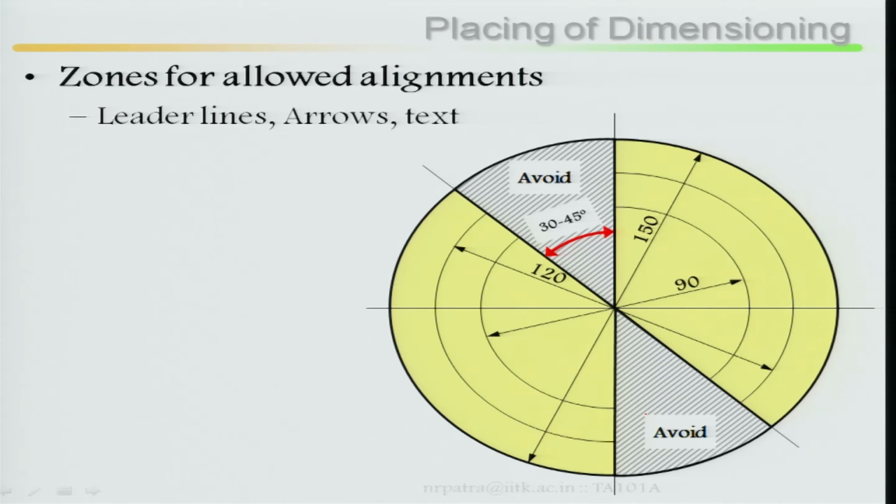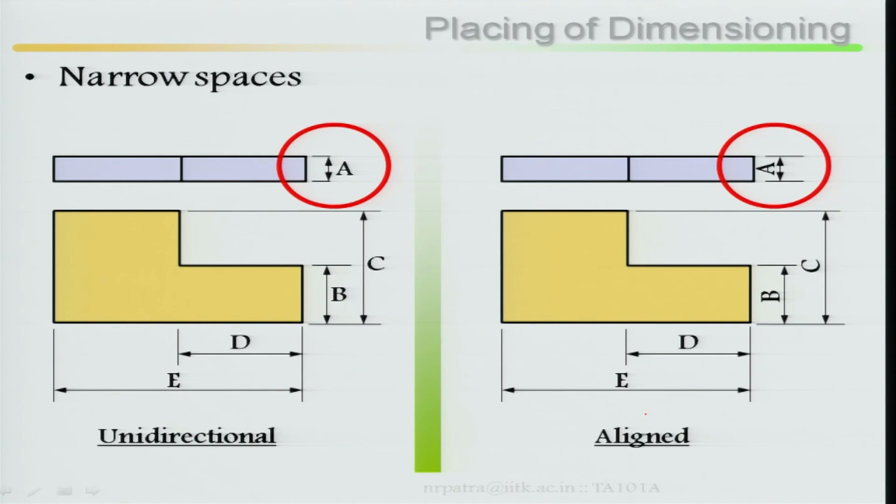For the zones of allowed alignments, leader lines, arrows and text avoid the 30 degree to 45 degree range. Narrow space: if there is a narrow space, use unidirectional. See, I am writing this way, this is very difficult to write, this is a narrow space. As I said earlier, placing the arrow is very difficult. Then in that case, how has it been done? Earlier the arrow was inside, but now it is not possible, so you put the arrow outside and write the value inside.